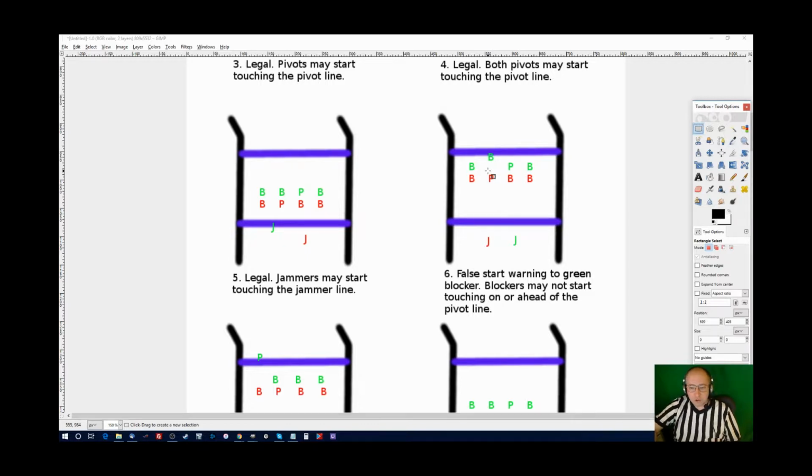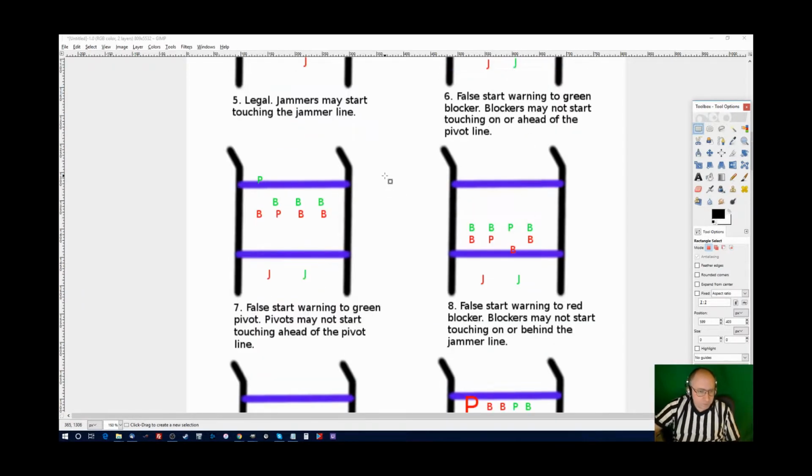Six, false start warning to green blocker. Blockers may not start touching or ahead of the pivot line. Now remember, when we issue a false start warning, that green blocker now needs to yield. We had a long conversation on what yielding means, but for now, just know that they have to yield that advantage. Otherwise, they get a failure to yield penalty, which, if I recall correctly, is illegal position. That has changed. So, all right.